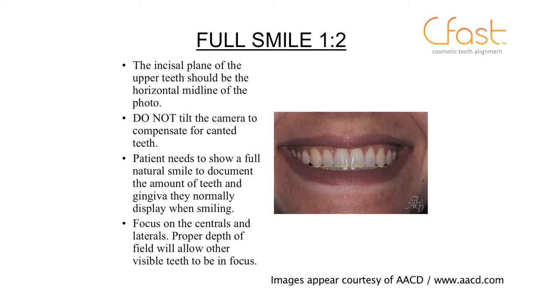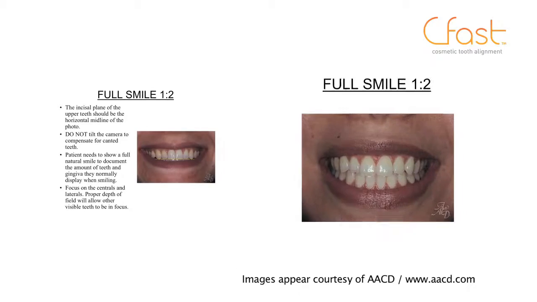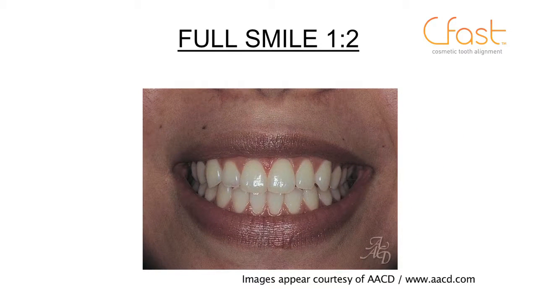Now, we're going to talk about some extra views. Sometimes patients will guard their smile, and there are some extra views that we can use to assess that, which I'll come on to, but they are basically M sound, which shows our incisal display at rest, and E sound, which shows maximum display. But if we look at just our classic front smile 1 to 2, a full natural smile to document the amount of teeth and the gingivae they normally display. And finally, we're going to focus on the centrals and the laterals, and the proper depth of field will allow the other visible teeth to be in focus. So that's having f22 or above. So another example of a full natural smile.